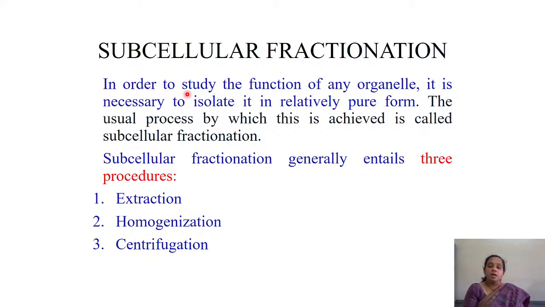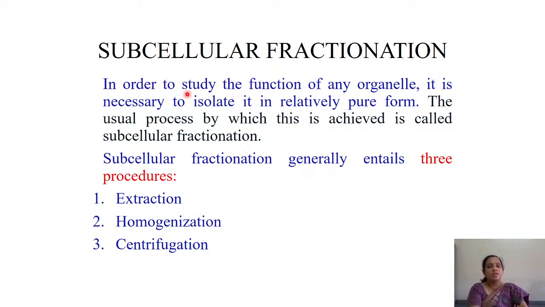Now, how did we come to know the functions of each cell organelle, like mitochondria and all those things? For that, we need to do subcellular fractionation. Subcellular fractionation is done to study the function of any organelle. It is necessary to isolate it in relatively pure form. The usual process by which this is achieved is called subcellular fractionation.